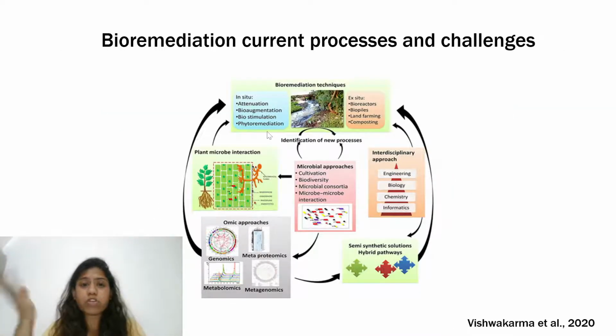So in bioremediation, what are the processes that are currently happening, and what are the main challenges? The most important thing is how we are going to do it. The in situ and ex situ processes, like I mentioned, bioaugmentation, biostimulation, and so on, are usually done under in situ conditions. Then we should know how this will interact with other microbes and how it will affect the existing environment. We should also know how the plants in the given environment might get affected because of the microbes that we are introducing.